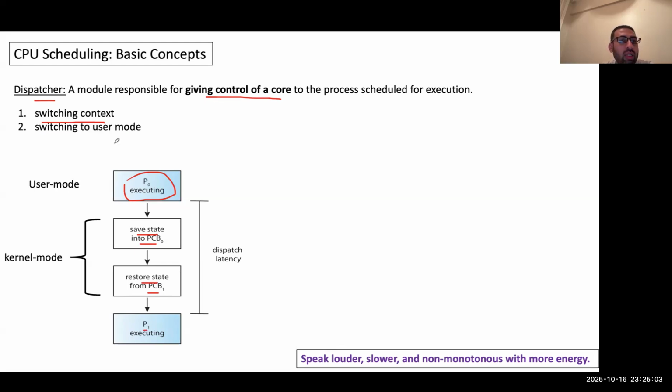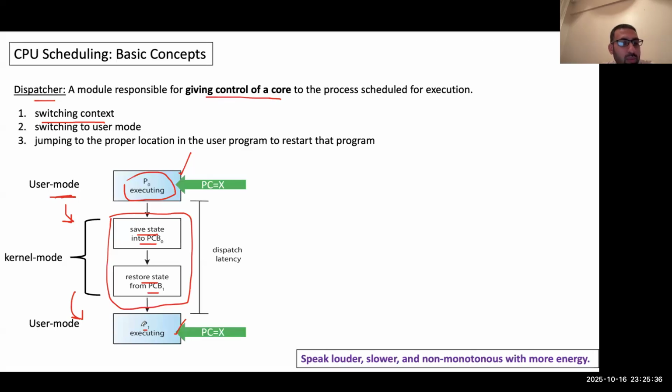The other thing is that it needs to switch to user mode, because the processes P0 and P1 both execute in user mode, but in between, this job needs to be done by the kernel, right? So you are in user mode, then you switch into kernel mode to store the state of process 0 in PCB 0 and restore the state of process P1 from PCB 1, and then switch again from kernel mode to user mode, so that you can execute the P1 process.